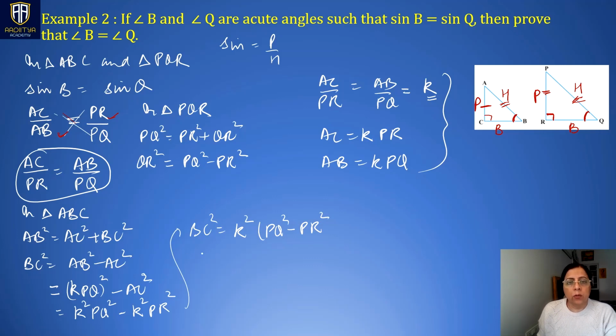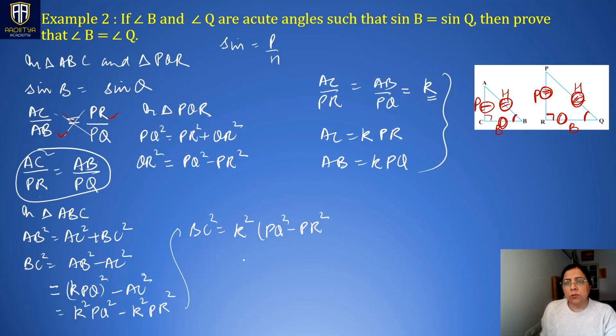Okay, now see what I can do. I already have AC upon PR and AB upon PQ. The third side for which I can take a ratio: if I take the ratio of BC and QR and they come out to be the same, that means by SSS these two triangles are similar.